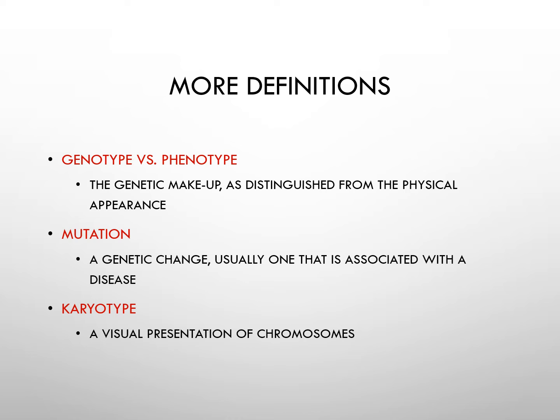Genotype means the genetic makeup, and phenotype is the physical appearance. Mutation means a genetic change, usually one that is associated with a disease. Sometimes any mutation which happens in any chromosome can lead to a disease. And karyotype is a visual presentation of chromosomes.